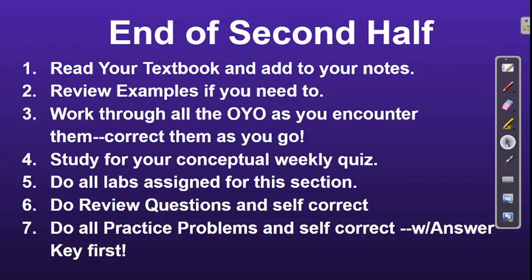Okay, this ends the second half of Module 5. So read your textbook and add to your notes. Review examples if you need to. Work on your own as you encounter them. Correct them as you encounter them, because you don't want to make the same mistake over and over. Study for your conceptual weekly quiz. Do any labs assigned for this section. Review questions and self-correct. I gave you an answer key, so try to do it one more time before you look at the solutions manual. And do also all the practice problems and self-correct. Okay, that's it.